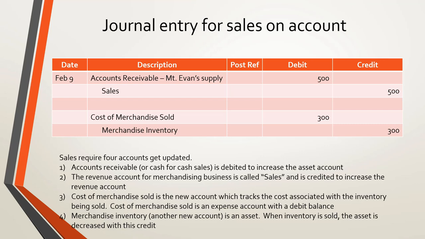So here we see those journal entries. We're going to debit accounts receivable. The name of our customer is Mount Evans Supply. We're charging them $500. We're recording our revenue from that sale in the sales account, crediting $500. The merchandise that we are selling cost us $300. So the second half of this journal entry, we're going to debit the new expense account, cost of merchandise sold, for $300. And we're going to reduce our inventory by $300 with this credit to our inventory account. So that summarizes a journal entry to record our new sales process here with a merchandising business.